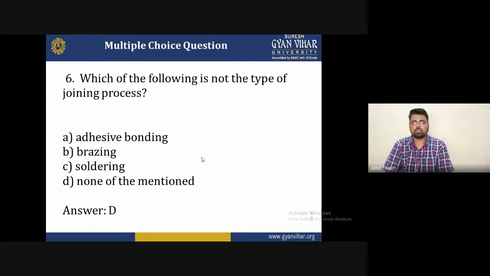None of the mentioned, because the question is which of the following is not a type of joining process, and all of the options are appropriate joining processes. If the options included welding or any welding operations, it would be selected for that question. But adhesive bonding, brazing, and soldering are all used for joining processes. So the correct answer of the question is D, none of the mentioned.